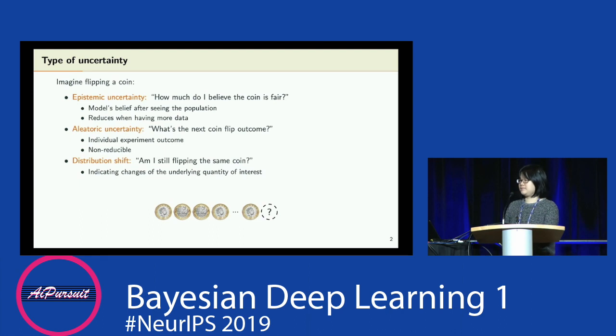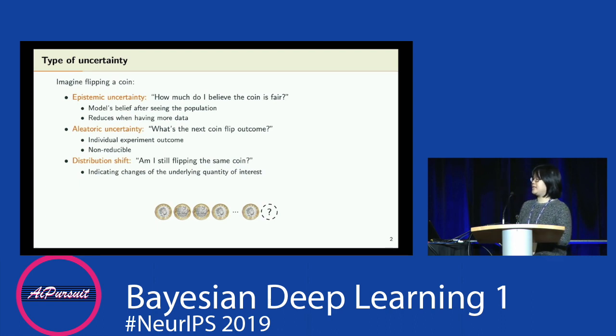Okay, so that's epistemic uncertainty. The aleatoric one deals with the inherent randomness in the data generation process. Even when you are very certain about whether this coin is fair or not, you still cannot predict the outcome of the next experiment. So this is regarding the uncertainty in an individual experiment outcome, and this is non-reducible.